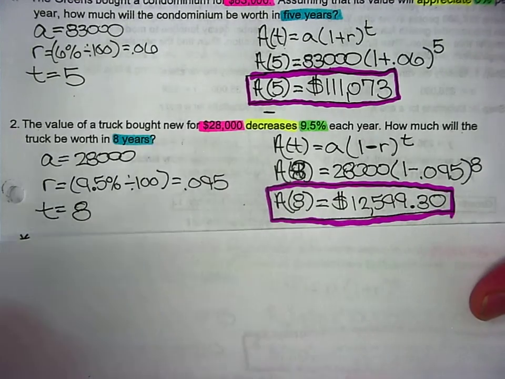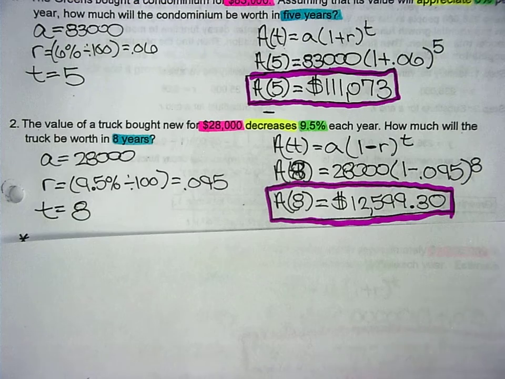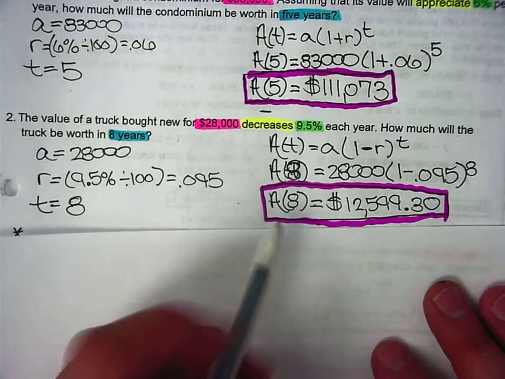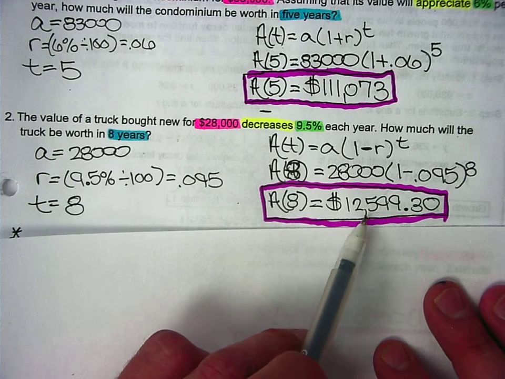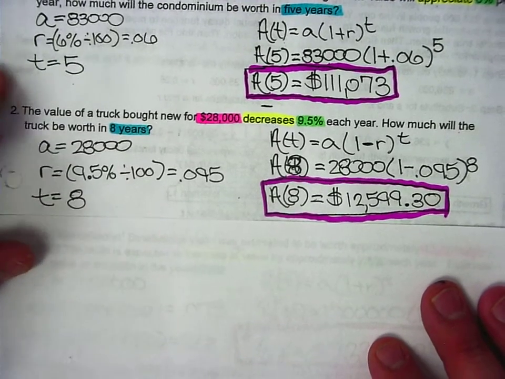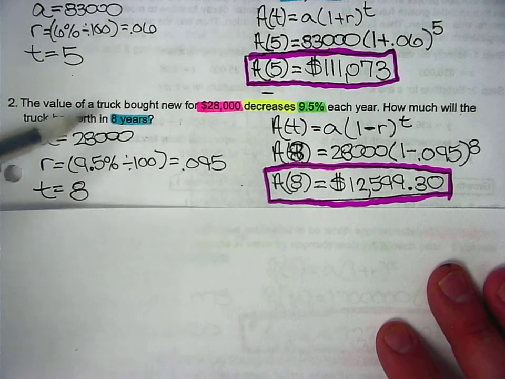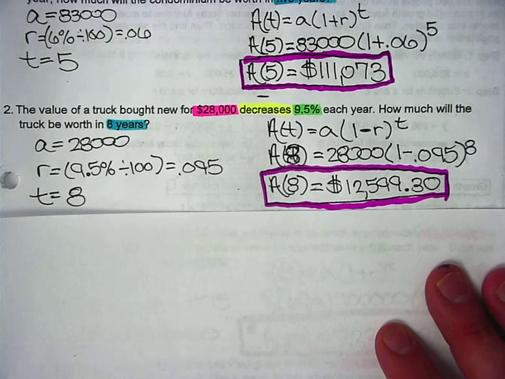Just plug into the calculator. But make sure when you have your final answer, you have units, because you want to know what you're measuring, what your final answer is going to be counting. So the amount that my truck will be worth after 8 years is equal to $12,599.30. Of course, this would be approximate, but that's pretty much how much it decreased or depreciated, if you want to use another word, similar to the one we used above.